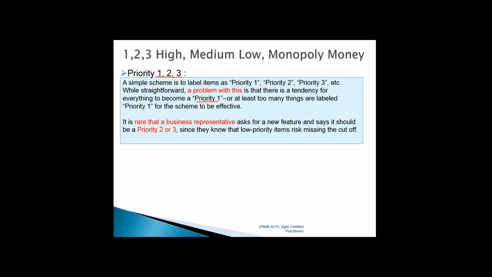It is rare that a business representative asks for a new feature and says it should be priority 2 or 3. That rarely happens, right? So this is a problem with this priority 1, 2, 3. If you give those numbers, these are the problems that you might encounter. Everyone might say, hey, everything is priority 1. That might be the challenge.